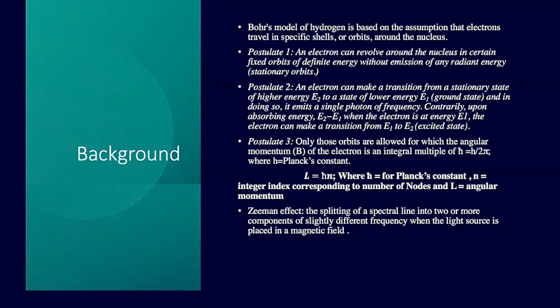Another phenomenon explored in this project is the Zeeman effect. The Zeeman effect is the splitting of a spectral line into two or more components of slightly different frequency when the light source is placed in a magnetic field.